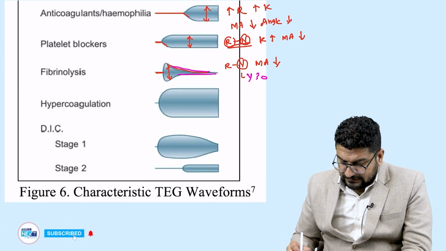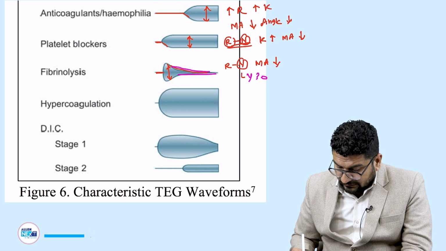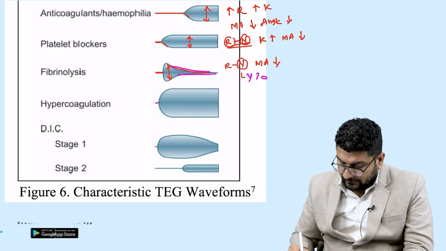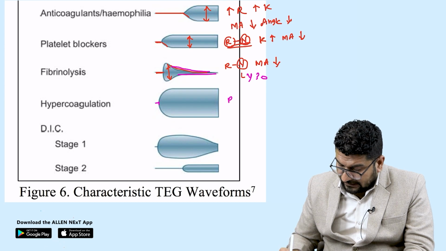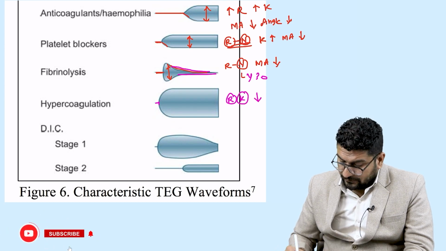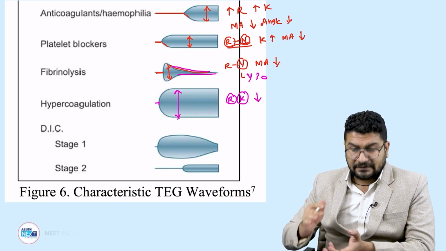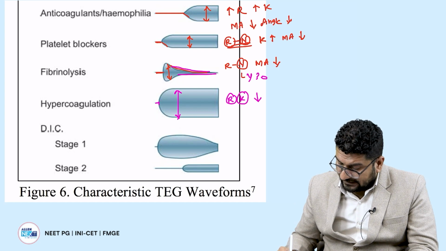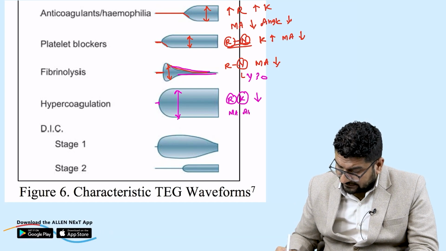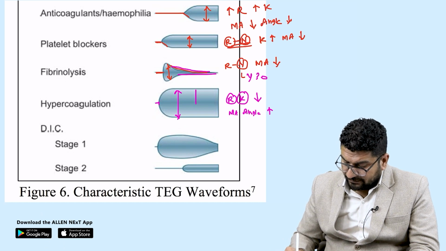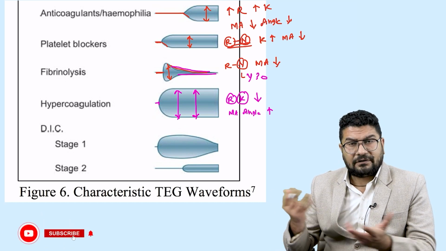Then suppose in this what you can notice, R थोड़ा जल्दी आ गया, इसका मतलब बहुत सारे clotting factor हैं, right? If you see K is also decreased, it means R and K both are decreased, right? If you notice like MA is achieved early or MA is increased, angle भी बढ़ा हुआ है, so MA and angle are increased. So this is what we call hypercoagulable state, means body में बहुत सारे clotting factor हैं.